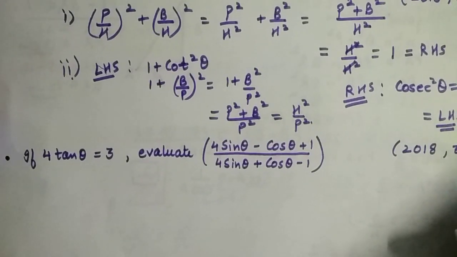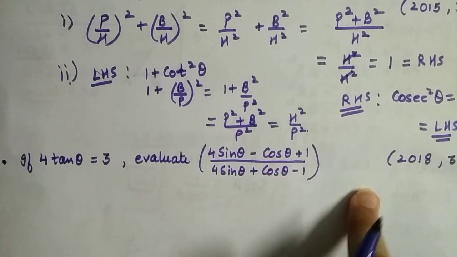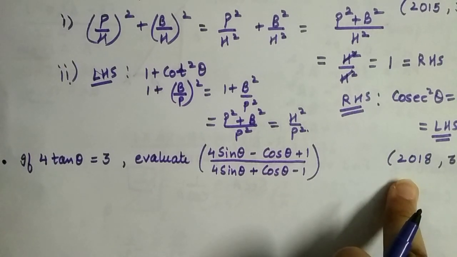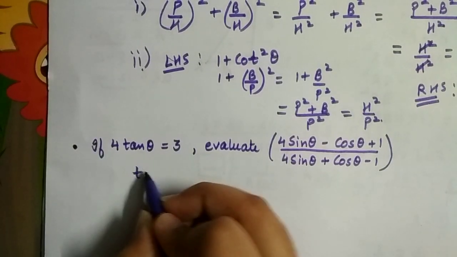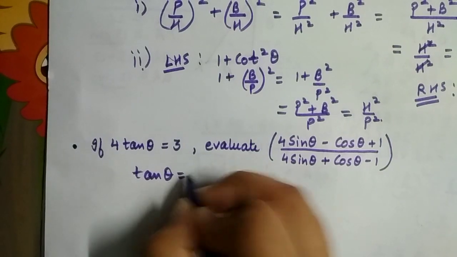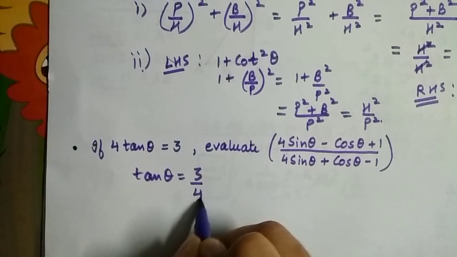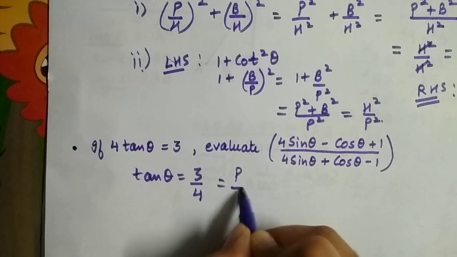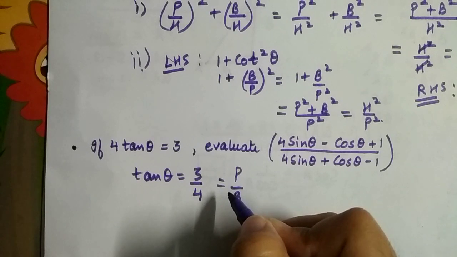Okay, see the next question. It is 4 tan theta is equal to 3, and we have to evaluate this term. This question was asked in the 2018 board exam. This is also very simple. You just need to find the value of hypotenuse, because tan theta is 3 by 4, that is perpendicular upon base. So you have to find the value of hypotenuse by Pythagoras theorem.